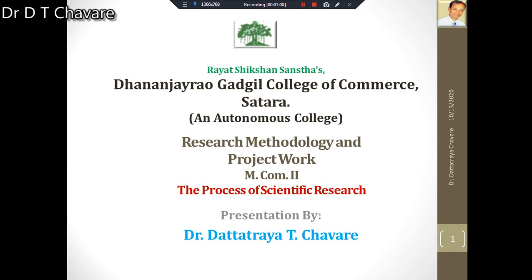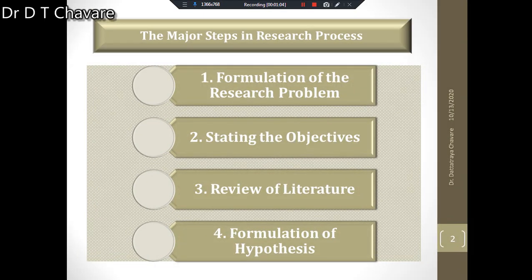The major steps in the research process are the following. What are the major steps in the research process? These are the major steps. In this chart I have mentioned the different types of stages which are followed at the time of the research process. Now, what is the first step of this research process? The first step is formulation of the research problem.